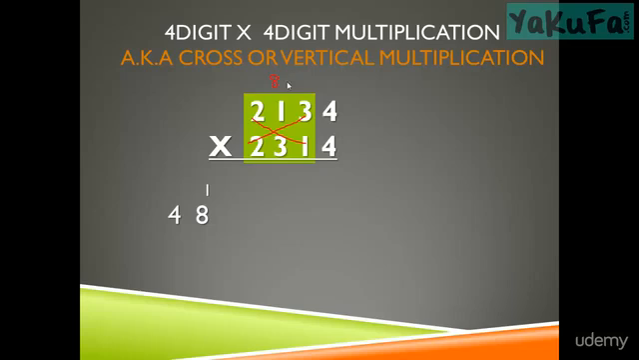And over here we'll be doing a vertical multiplication of the remaining two digits. 3 times 1 is 3. So we get 11 as the answer.